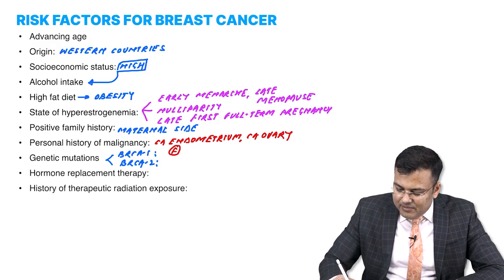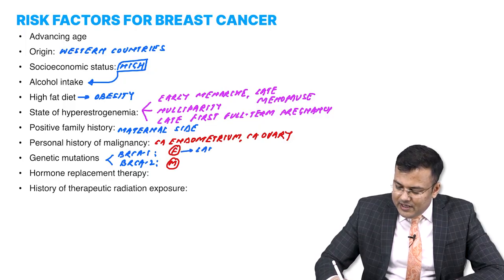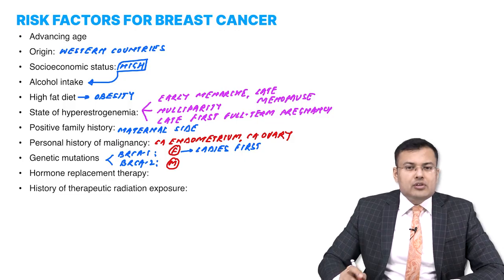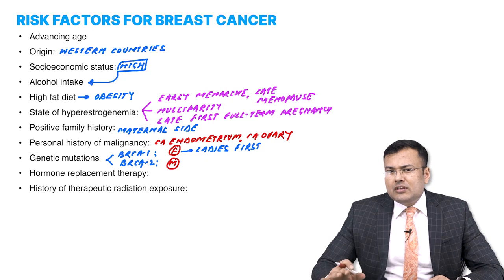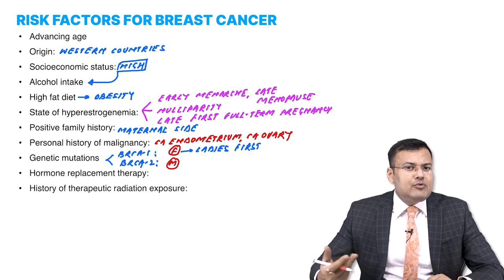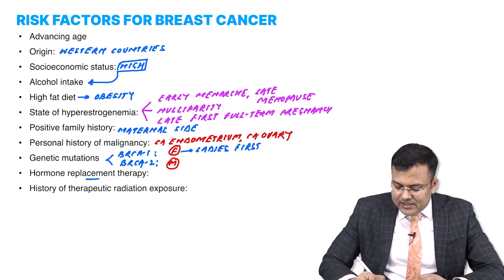BRCA1 mainly in females, BRCA2 mainly in males. So how to remember? Ladies first. It is very easy to remember. After that, hormone replacement therapy. Whenever you are going to give a high dose of estrogen and progesterone, it is going to increase the risk. So hormone replacement therapy is a risk factor.